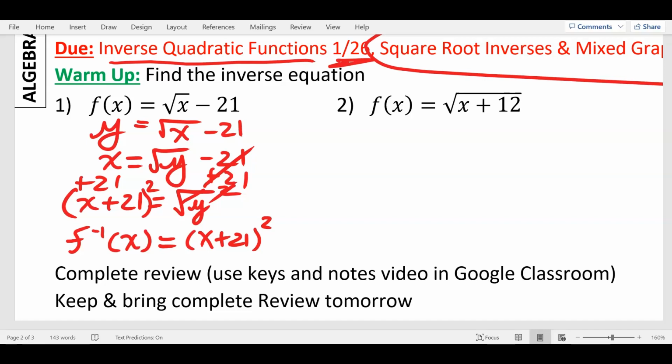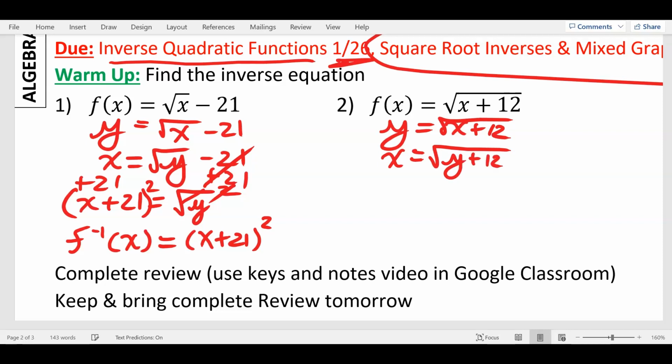But how is number 2 different? Yeah, the square root goes all the way. Same general steps, but a little bit different. First step, f of x is going to turn into a y. Y equals square root of x plus 12. Second step, what do I do? Switch x and y. So x equals square root of y plus 12.